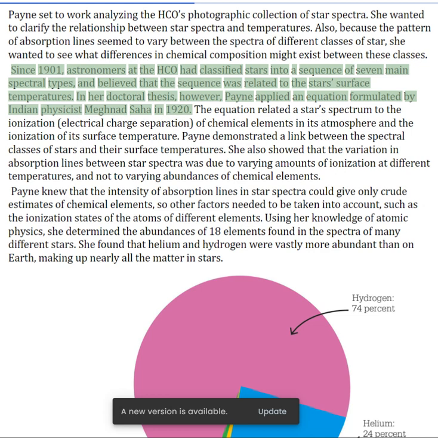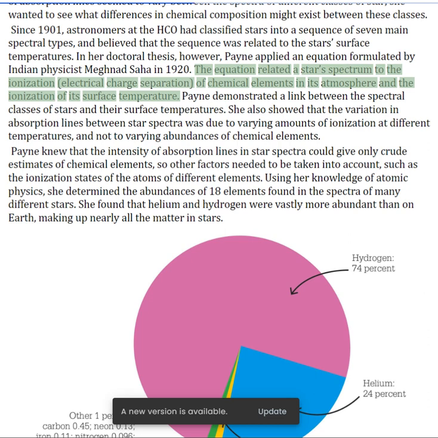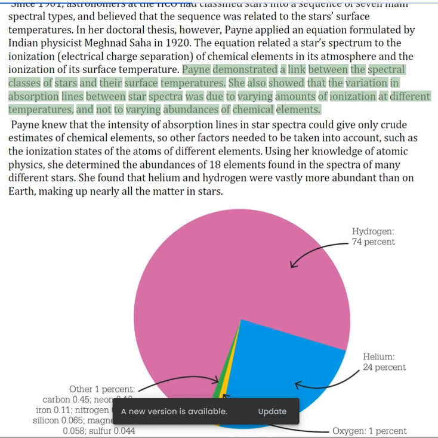In her doctoral thesis, however, Payne applied an equation formulated by Indian physicist Meghnad Saha in 1920. The equation related a star's spectrum to the ionization of chemical elements in its atmosphere and to its surface temperature. Payne demonstrated a link between the spectral classes of stars and their surface temperatures. She also showed that the variation in absorption lines between star spectra was due to varying amounts of ionization at different temperatures, and not to varying abundances of chemical elements.